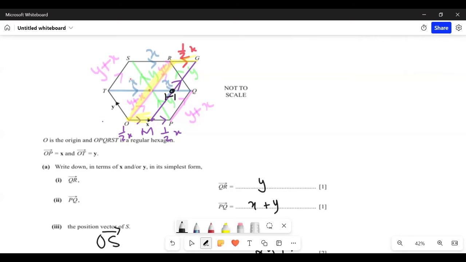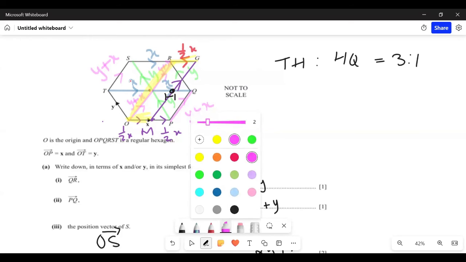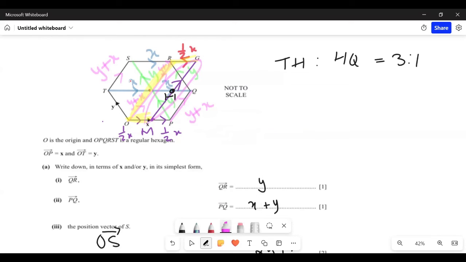It says that TH ratio HQ is 3:1. That means this has 3 parts. This will have 1 part. That means the left-hand side is triple the right-hand side. And now you have to prove that H lies on the line MG, which is right here.